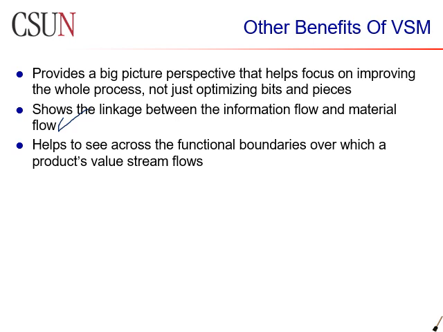It helps to see across the functional boundaries over which a product's value stream flows. So for example here, instead of focusing on one function or one department, we focus on the process from the initial order until the finish or the delivery of the product. Sometimes the production occurs across different entities of the supply chain. It covers all of them.